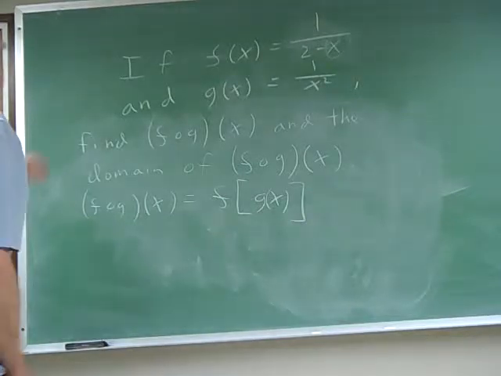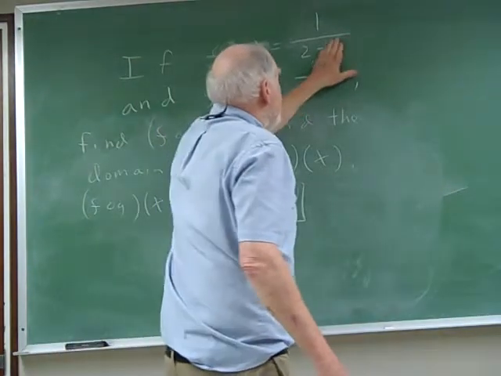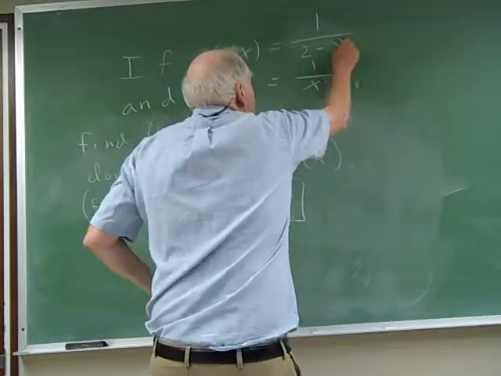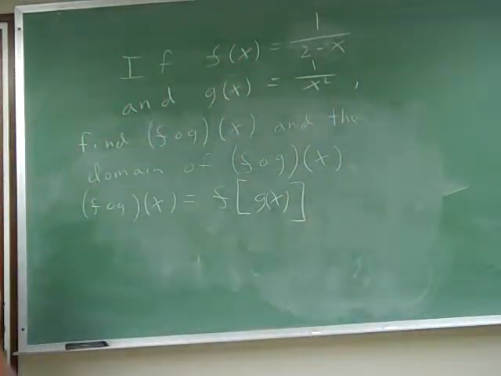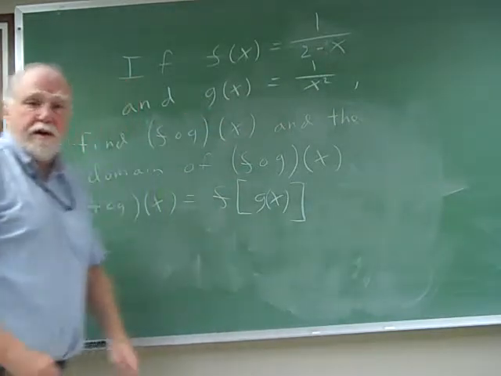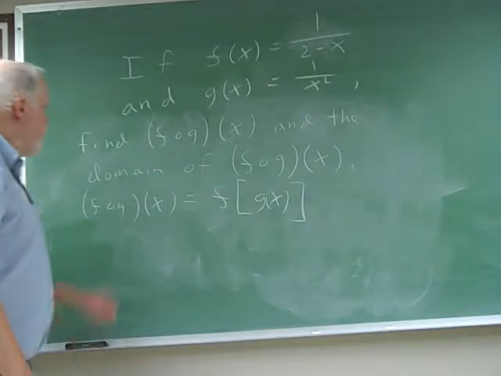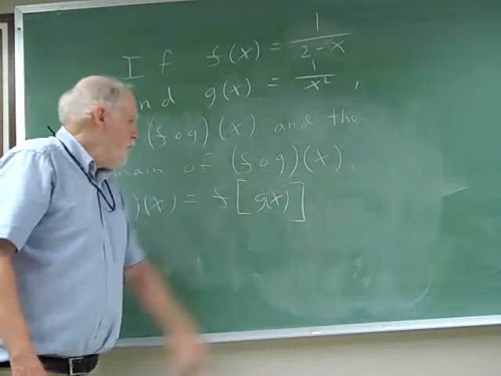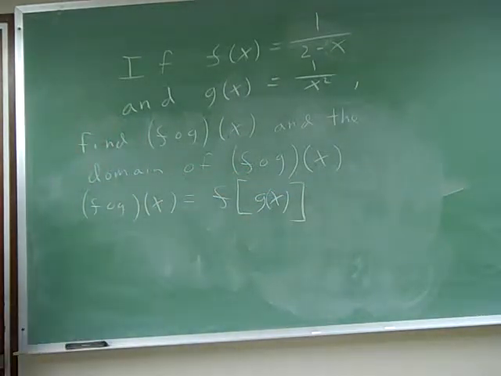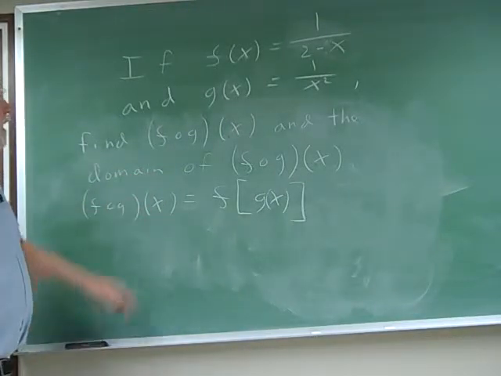Okay, what we have here is a composition of functions problem, and I've got f of x, which is 1 over 2 minus x, and I've got g of x, which is 1 over x squared. And what I'm to find is f of g of x and the domain of f of g of x. And that's usually pretty simple for most students to find.